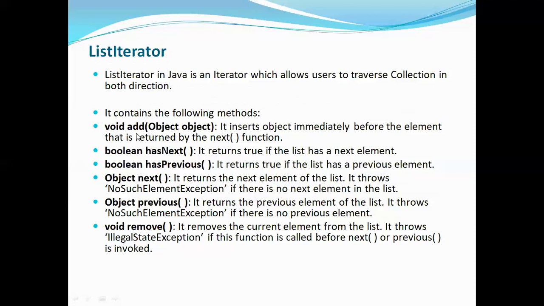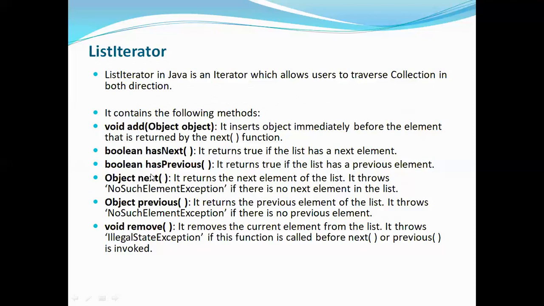What are the methods? Add method. So we are seeing the add method just to add the object into that particular collection. Next, it will check whether it has a next element or not. Again it is a boolean type, so it will return true if the list has a next element. Next is has previous. Suppose I want to print the element in the backward direction. First of all, you have to check whether it has a previous element or not. So for that, I'm again using a boolean method, has previous. It will return true if the list has a previous element.